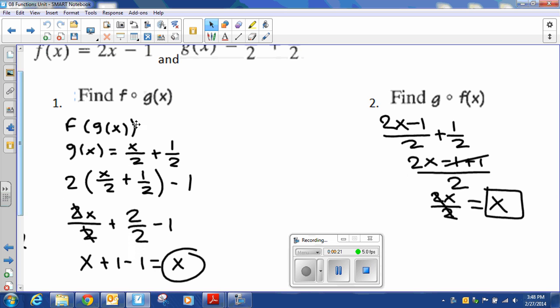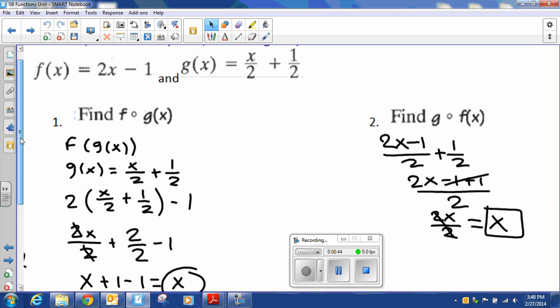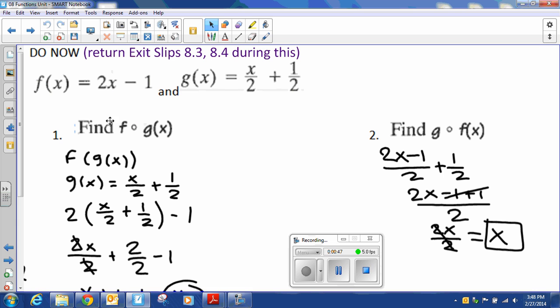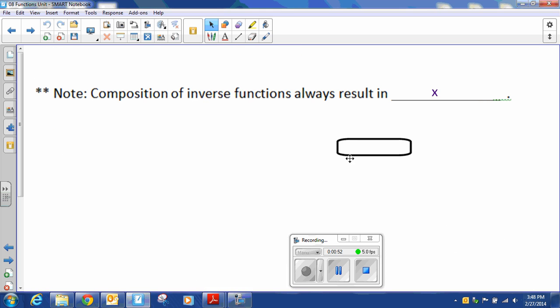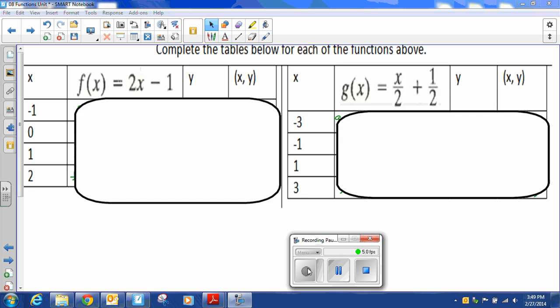Now, when you take f of g of x, here's all the work, you end up with x as a final simplified expression. Now when you take g of f of x, you also end up with x. Now it's not a coincidence that both answers are x. It is actually the first part of the notes that we learned today, that when you take the composition of inverse functions, the solution is always x. And there it is. Composition of inverse functions always results in x.